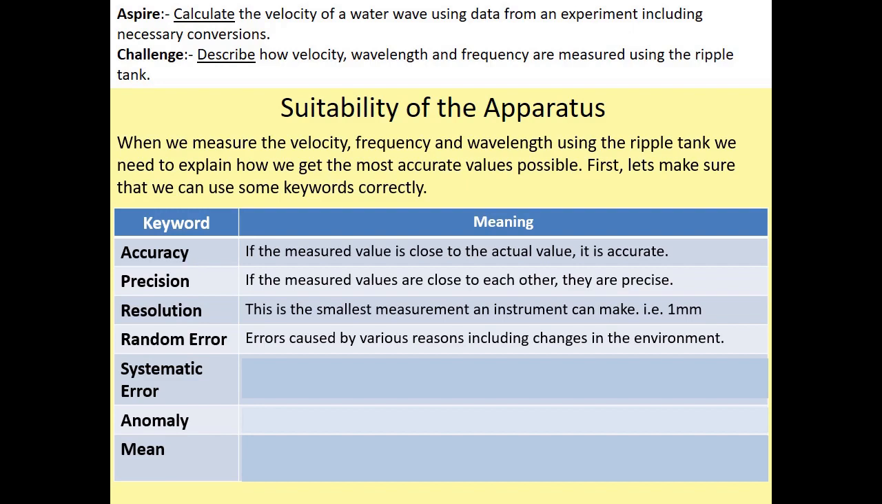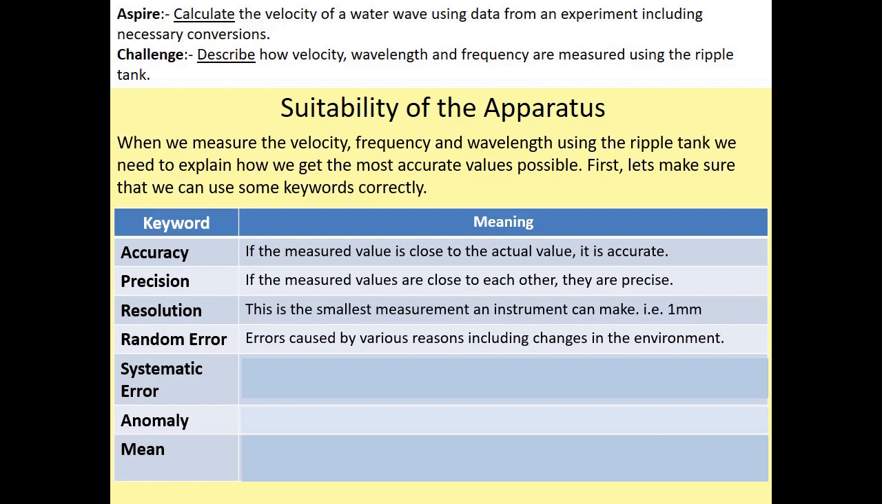So with random errors, you'll get anomalies, so you'll get things that go wrong. And there was one of those on the ripple tank practical where I measured, it was when I was doing the velocity, I think one of them, the first value was wrong.